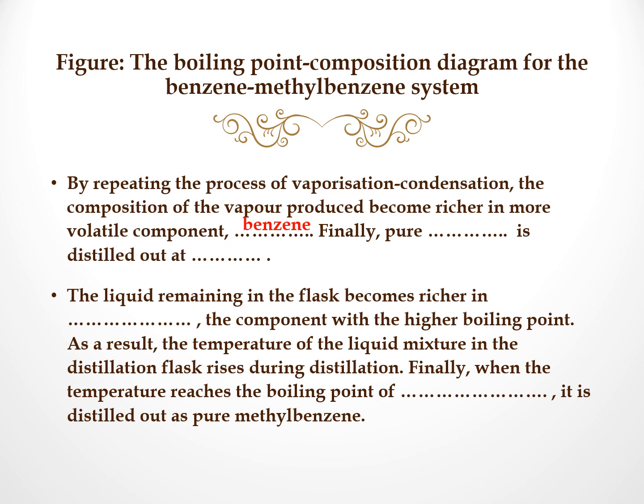Finally, pure benzene is distilled out at 80 degrees Celsius, the boiling point of benzene. The liquid remaining in the flask becomes richer in methylbenzene, the component with the higher boiling point. As a result, the temperature of the liquid mixture in the distillation flask rises during distillation. Finally, when the temperature reaches the boiling point of methylbenzene, it is distilled out as pure methylbenzene.